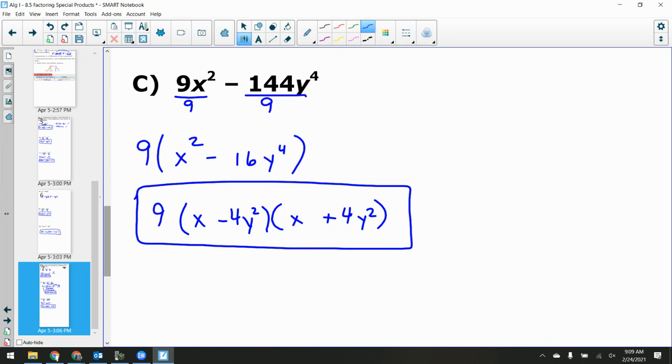So the only new thing that we learned today was this whole 2-term thing. That's the only new thing that we learned. Beyond that, we're just combining old stuff with new stuff. GCFs with all of this stuff.